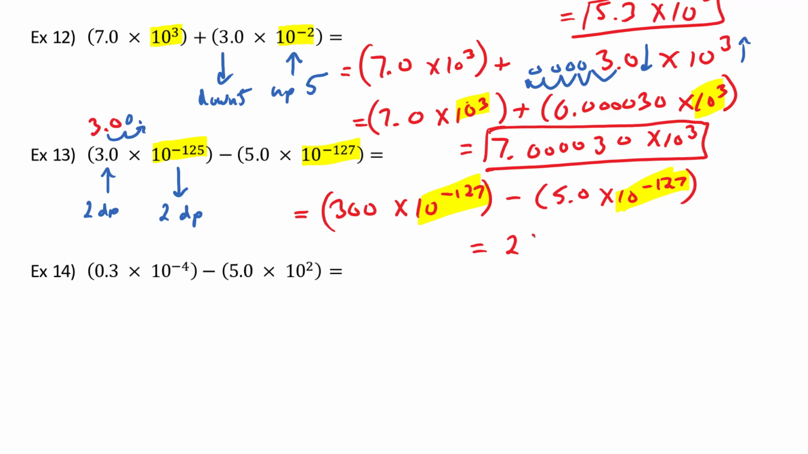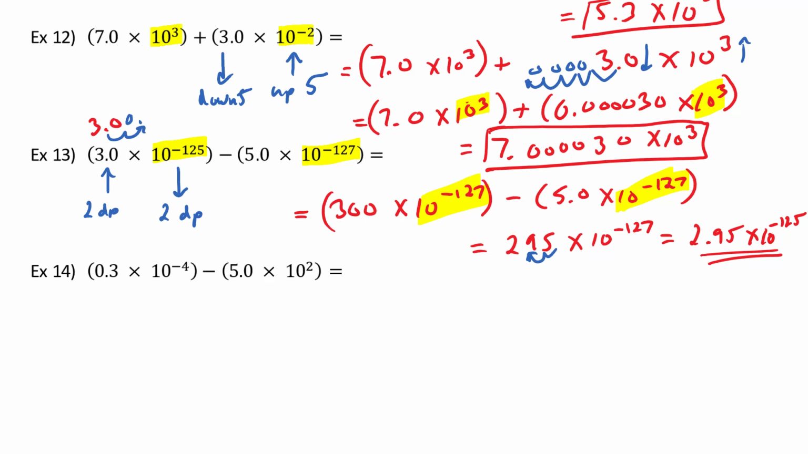300 minus 5, 295 times 10 to the minus 127. Not proper scientific notation. I move this over 2. The number gets smaller, so this other number has to get bigger. 2.95 times 10 to the minus 125. Final answer. Make sure you learn this. You can expect on your next assessment, you will get a problem just like this.